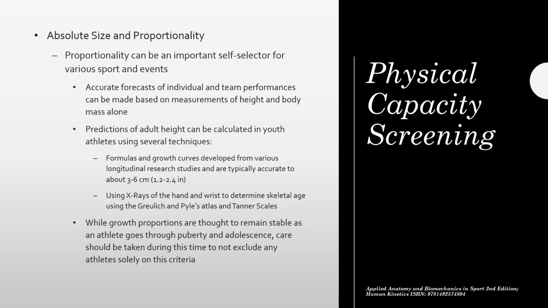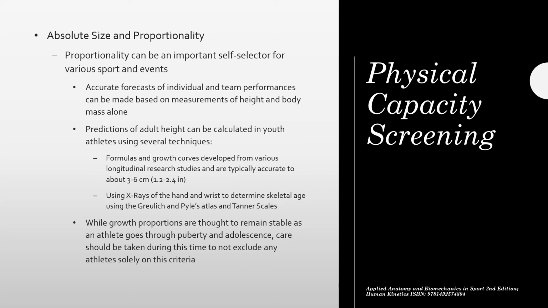So first, in America, we have the CDC formulas, but there's other formulas out there in the world. But we can use formulas and growth curves based on several different longitudinal research studies. And we can kind of guess and estimate a youth athlete's adult height somewhere around 3 to 6 centimeters. So it's fairly accurate. We can also do x-rays of the hand and wrist to determine a child's skeletal age.